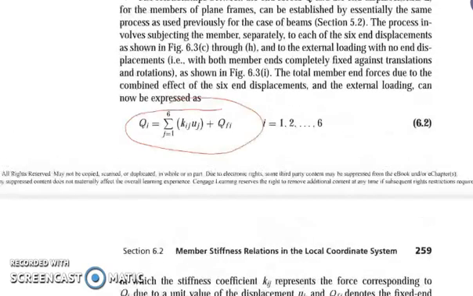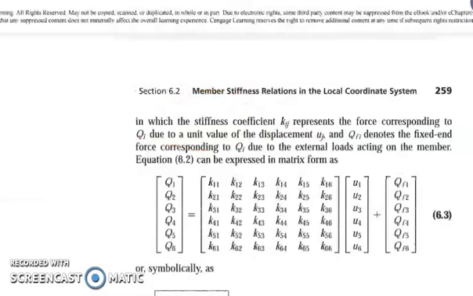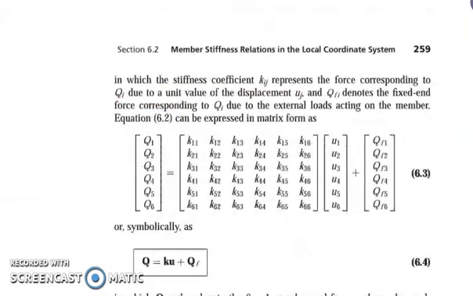So that will be the summation of K's of ij times U's of j plus Q's of f, wherein i is from 1 to 6. However, K here is our stiffness coefficient, which represents the force corresponding to Q's of i due to a unit value of the displacement U's of j, and Q's of f denotes the fixed end force corresponding to Q's of i, which is due to an external load acting on the member.